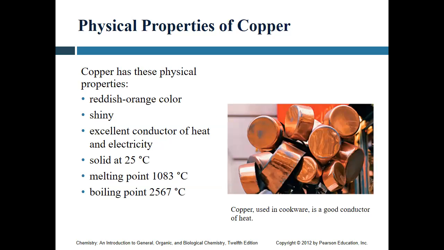And so here are just some examples of physical properties related to copper. We can look at its color. We can describe it as being shiny. We can talk about its conductivity. We can talk about its current phase at room temperature as a solid. But if we raise the temperature up to 1083 Celsius, it melts. If we raise it up to 2567, it starts to boil.